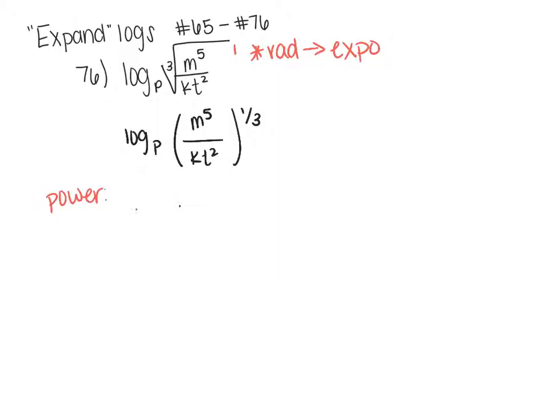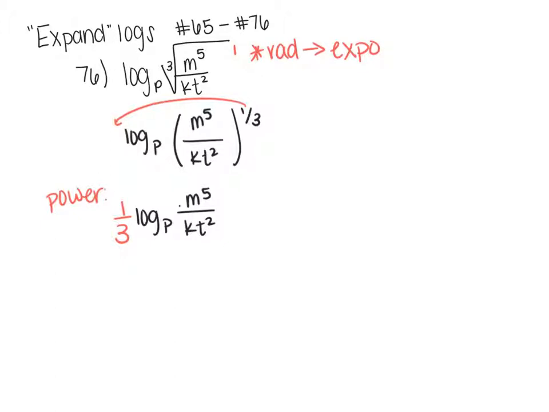So I have log p of this thing, and the power rule says that you can take that 1/3 and drop it in the front. So that's my first part. Now it's not expanded, so I have to keep going.